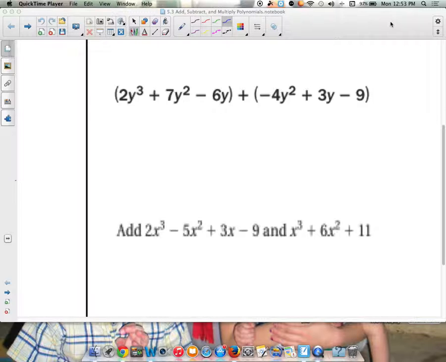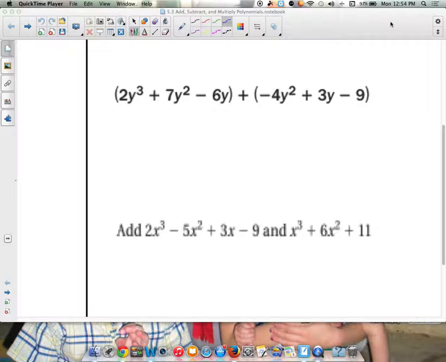So our first example is 2y cubed plus 7y squared minus 6y, and we're going to add it to negative 4y squared plus 3y minus 9. So remember, if something is a like term, it has to have the same variable raised to the same power.